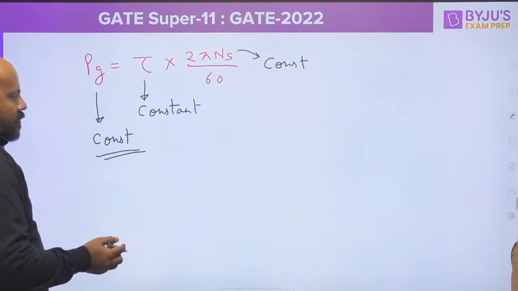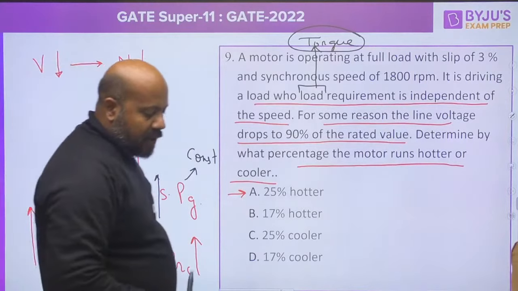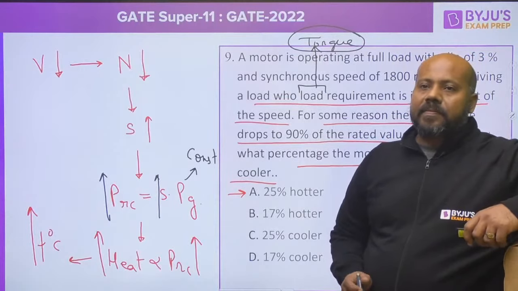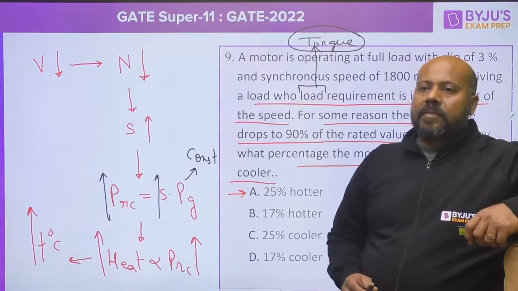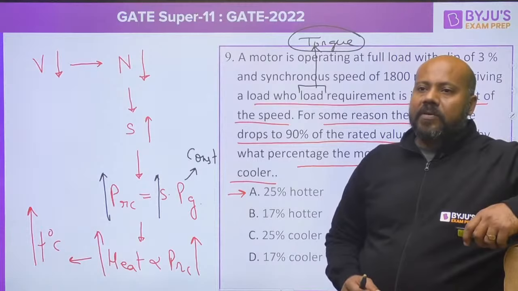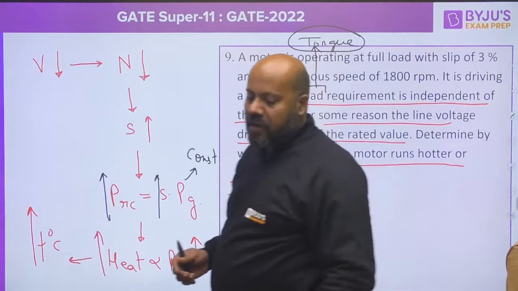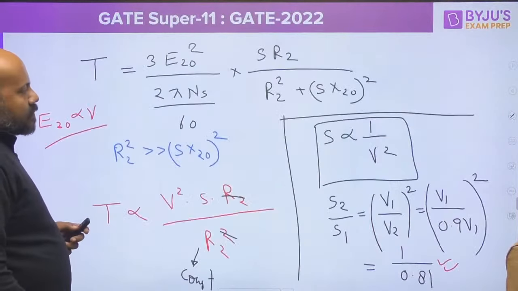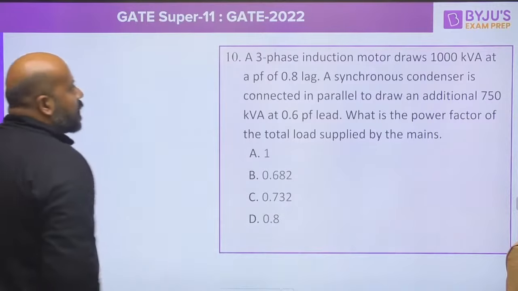So approximately, I think you must be getting approximately 25% hotter. Anybody is getting the answer if you are solving? Ram Kumar is getting 0.234. So close to 25% you will be getting, because only approximate analysis you can do. Yes. Now see the next question.